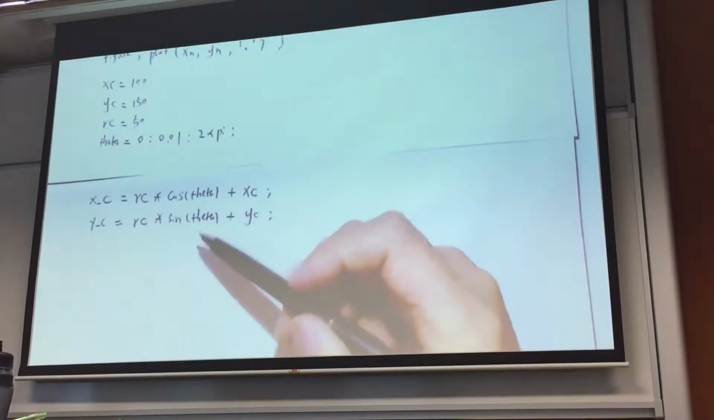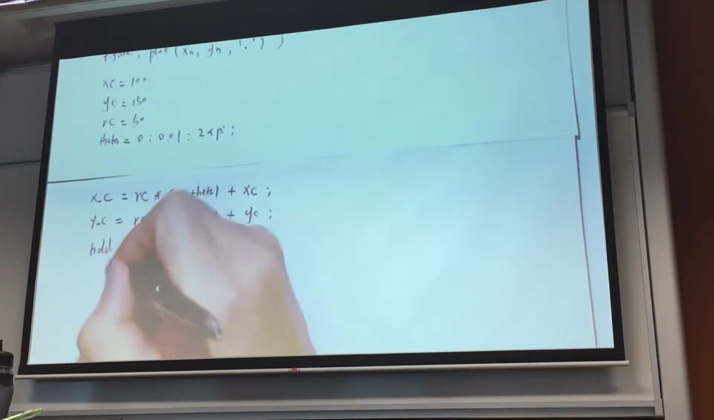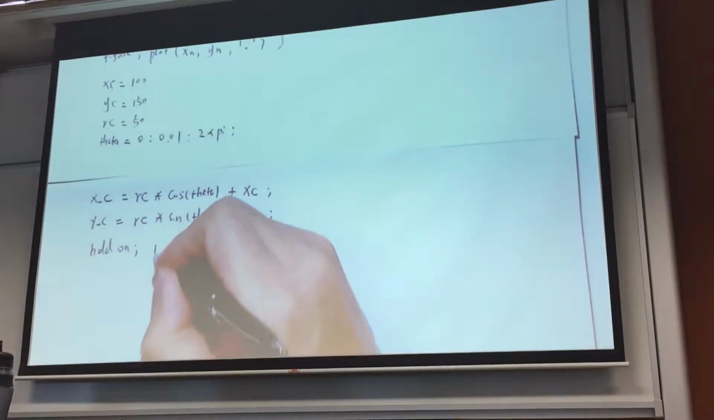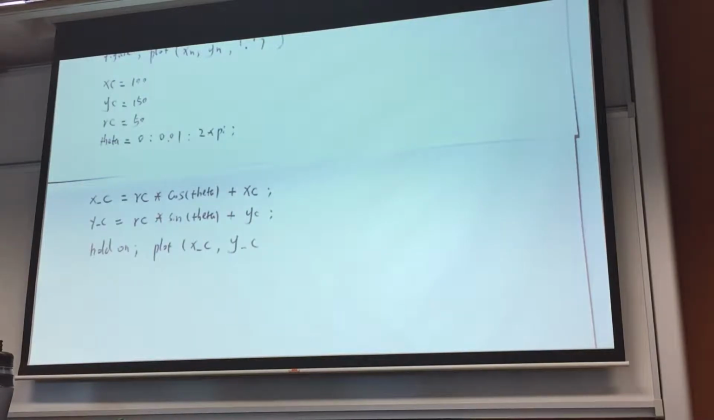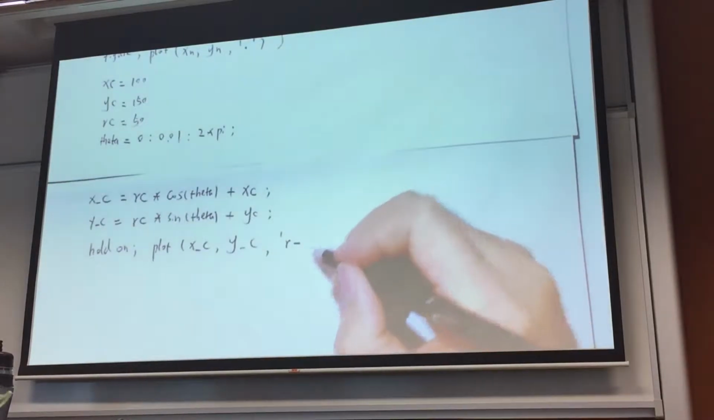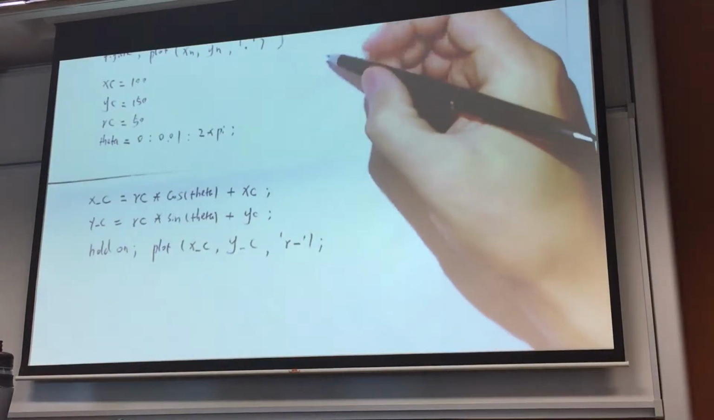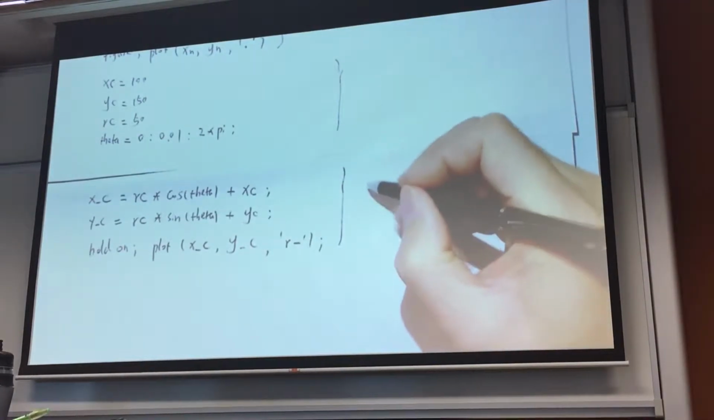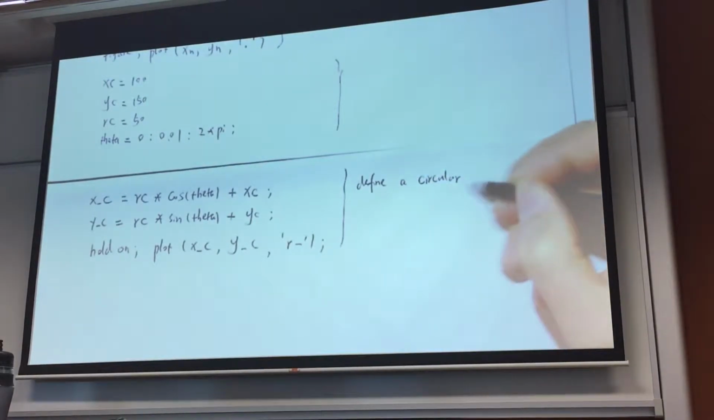So now we want to plot the obstacle onto the space. You will require this simple command of hold on. Then you can plot this xc in terms of yc. Assume you use a red color and a solid line. So these are the commands to define a circular obstacle.